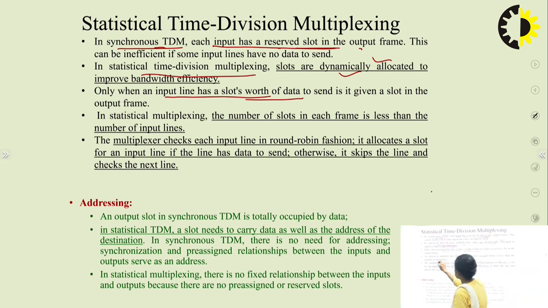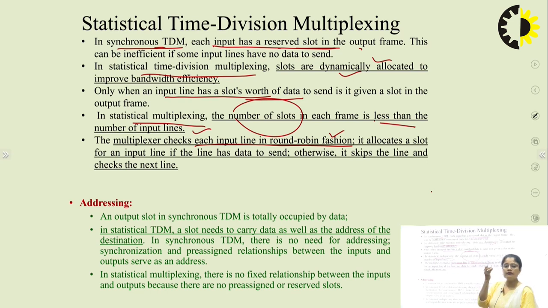So here, in case of statistical multiplexing, the number of slots in the frame is not equal to the number of input lines connected to the multiplexer. Rather, it will be equal to the number of input lines which are currently ready to transmit data. So it will always be less than the number of input lines. And what does the multiplexer do here? The multiplexer checks each input line in a round robin fashion and sees, out of the N input lines, how many devices are ready to transmit. Let us say it will be N1, for example. So it will allocate N1 slots instead of N, unlike the case of synchronous TDM.